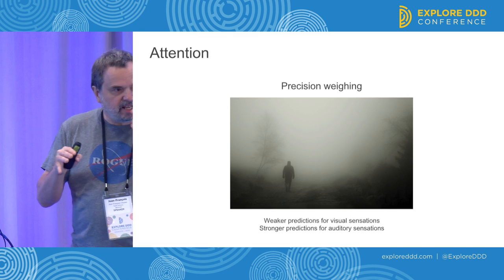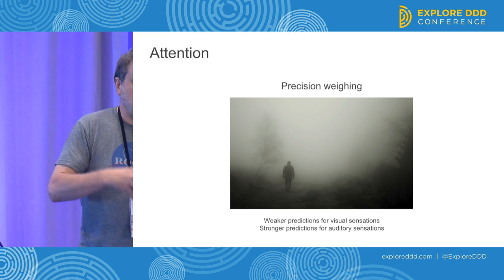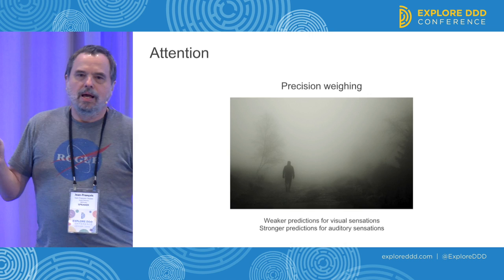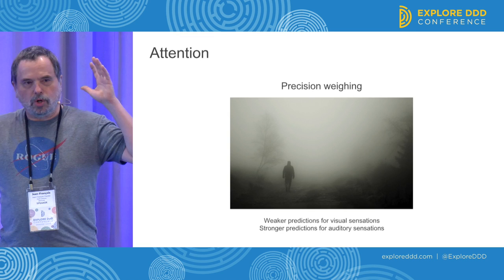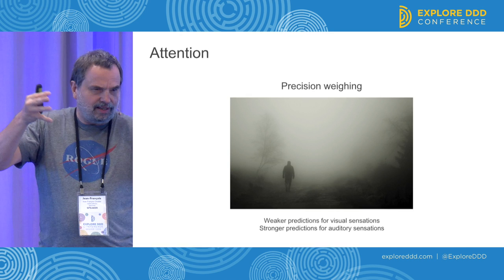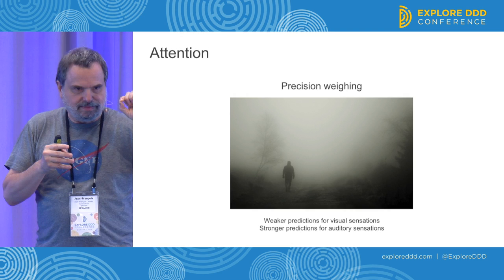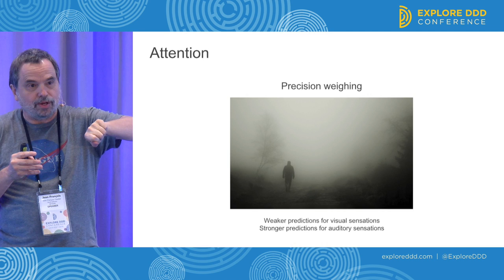Imagine you wake up in the morning, it's very foggy, there's not much light, your dog ran away, and you're looking for your dog. Are you going to rely on your sight or more on your hearing? You're not going to trust your eyes so much because it's all blurry shapes and whatnot. So you're going to downgrade the prediction errors that come up from your eyes and turn up the gain on the prediction errors that come up from your ears.